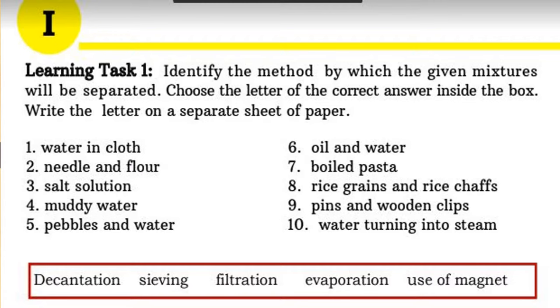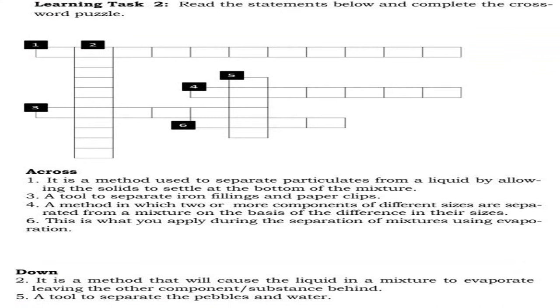For learning task 1, you're going to identify the method of separating mixture by which the given mixtures will be separated. So you're going to choose from the box below: decantation, sieving, filtration, evaporation, use of magnet, from 1 to 10 only. Okay? For learning task 2, answer the crossword puzzle. Read the statements below and complete the crossword puzzle. Answer that on your paper only. Answer that on a bond paper.